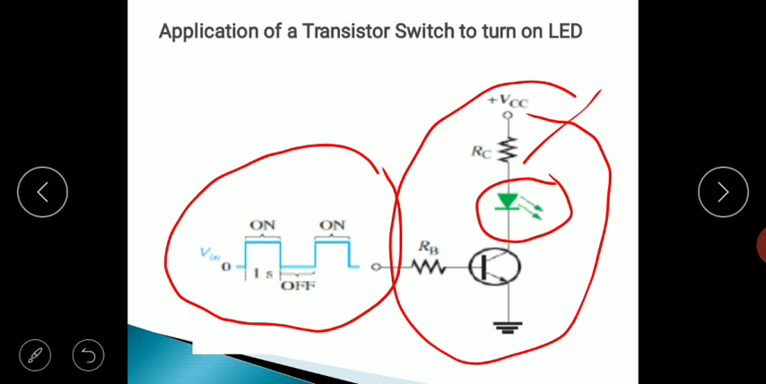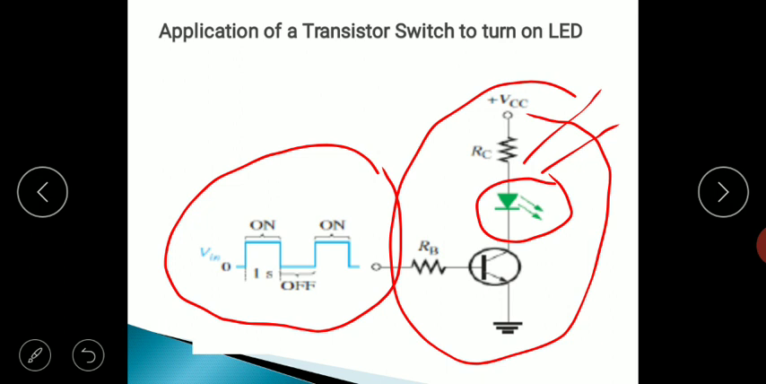So what happens to this circuit? Whenever you apply a square wave with 0 input, what happens? The base emitter junction will be reverse biased because you applied 0, and the collector base junction is already reverse biased, so the transistor enters into cutoff mode. So no current flows through the base as well as through the collector, and no current will flow through the LED, so the LED will be off.